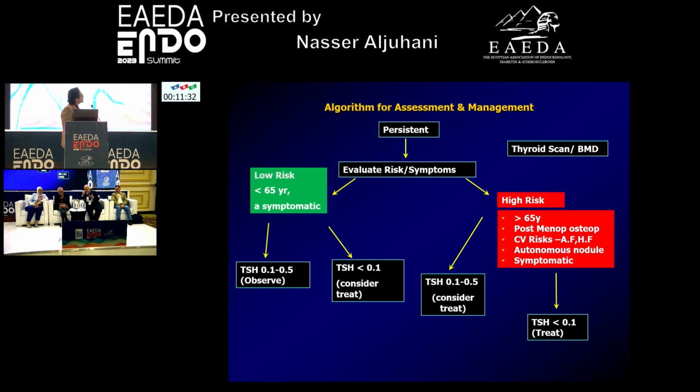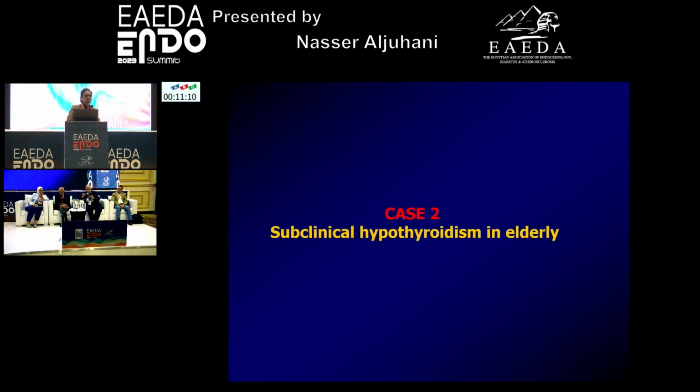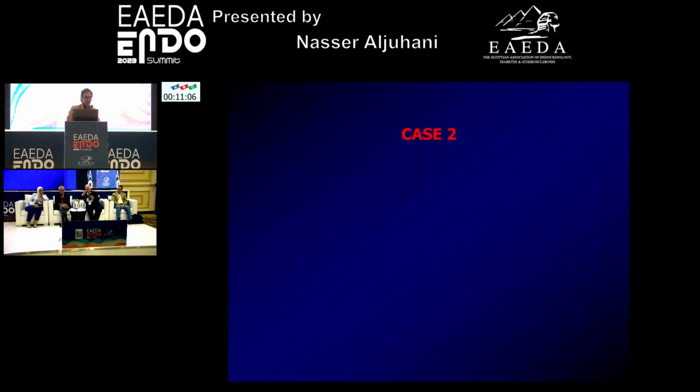If the patient is asymptomatic and less than 65 years, and TSH is from 0.1 to 0.5, there is no need for treatment, and you can observe them every 6 months by thyroid function test. If TSH is less than 0.1 and asymptomatic, you may consider the treatment. In pregnancy, of course, there is no indication to treat subclinical hyperthyroidism.